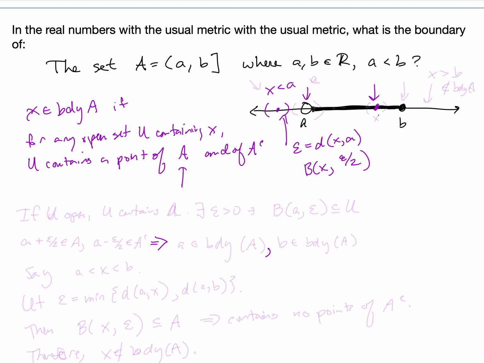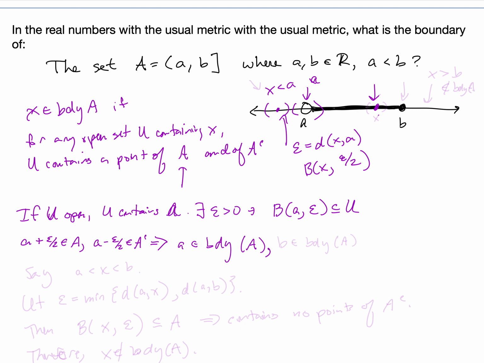What about x equals A? What if we look at the point A itself? Then yes, if U is an open set and U contains A, then one property of an open set is that since A is an element of U, there is some epsilon greater than 0 such that the ball centered at A with radius epsilon is contained inside of U. In terms of a metric space, we could really think about this just in terms of open balls as well. So we see that, for example, the point A plus epsilon over 2 is an element of A, and the point A minus epsilon over 2 is an element of A complement. So that tells us that A is in the boundary of A.